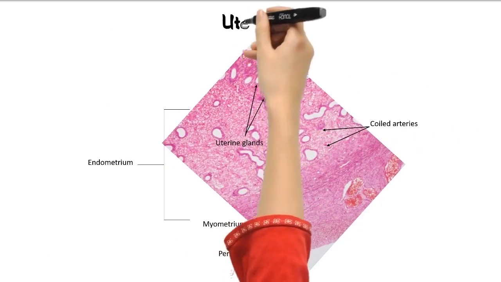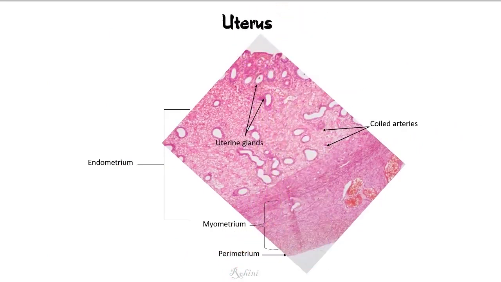The three layers of endometrium, myometrium and perimetrium can be clearly seen here. The lining epithelium is simple columnar, and the tubular glands and spiral arteries can be seen in endometrium.